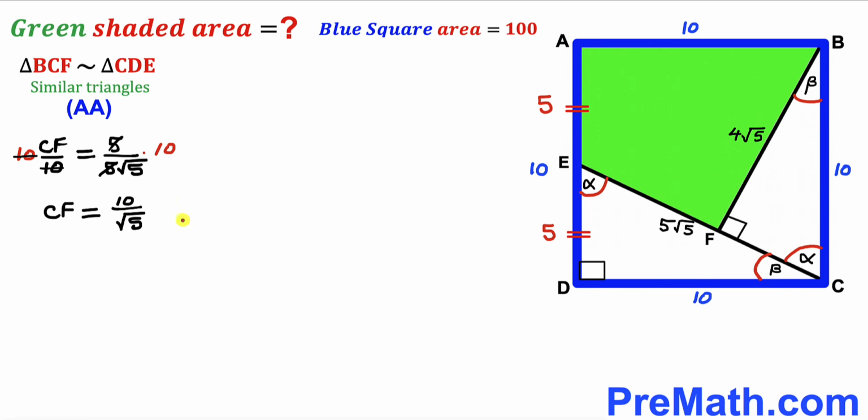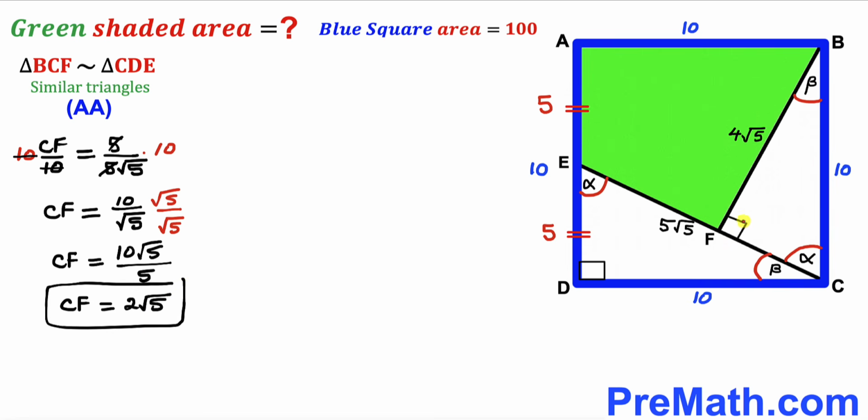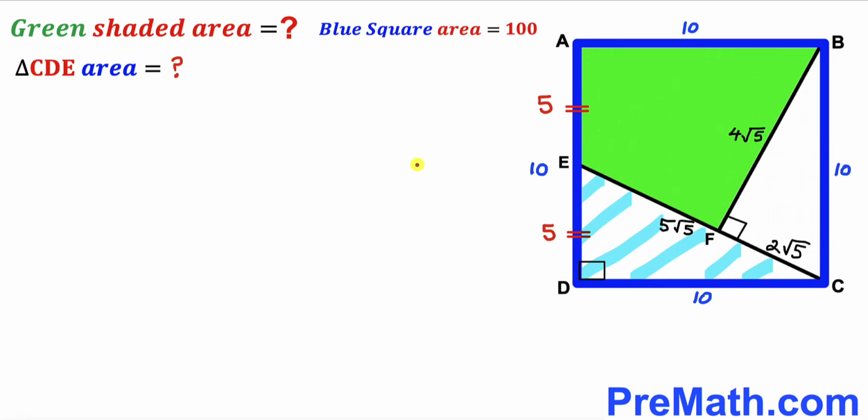And now we are going to rationalize the denominator by multiplying by square root of 5 and square root of 5 at the same time. And once again square root of 5 times square root of 5 is going to give us simply 5. And if we reduce furthermore, our segment CF length is going to be 2 times square root of 5 units. So therefore this segment CF length simply turns out to be 2 times square root of 5. And here's our next step.